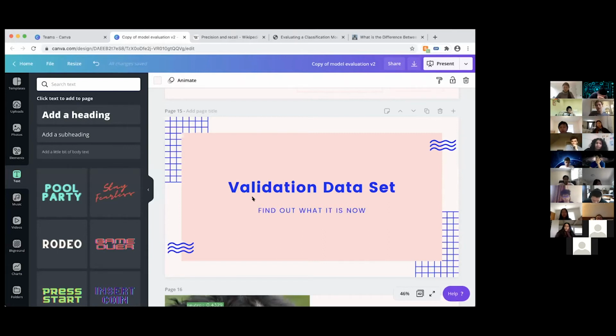You use the validation set while you're training, and this will help you tune your hyperparameters and give you a measure of how well your model is doing as it's training, with data that it hasn't seen before. And then once it's finished training, you just use your testing data set one time.